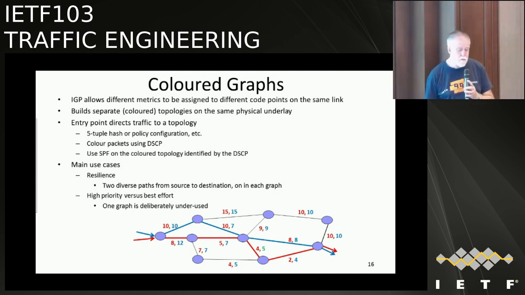I've seen two principal use cases for this. One is providing resilience. So you're able to partition your network and say, if there's a failure on any link, I know that the other color graph will be up anyway, so I've got a backup. And I've also seen one color reserved for high priority traffic. So emergency service traffic goes on the red graph, normal traffic goes on the blue graph. And in that case, the red graph is probably highly underused.